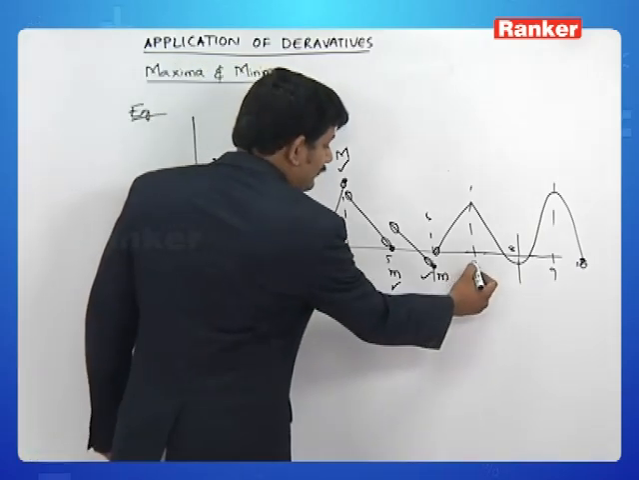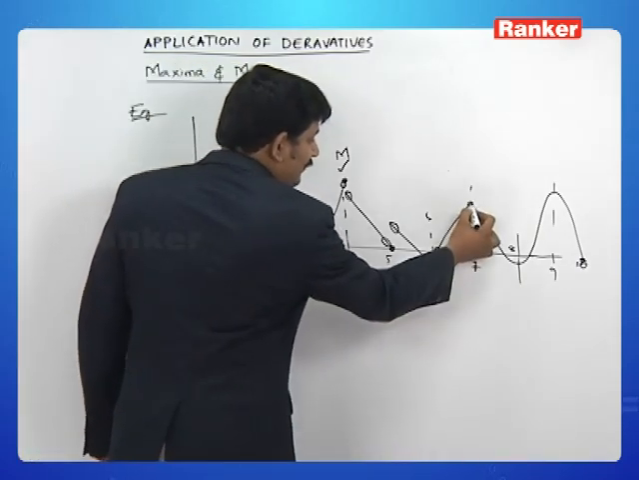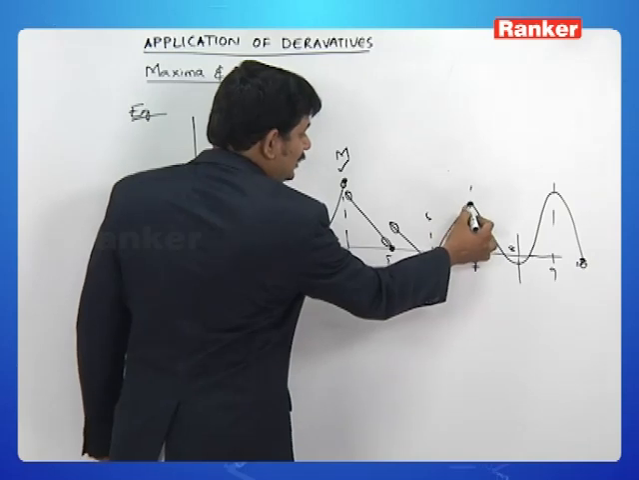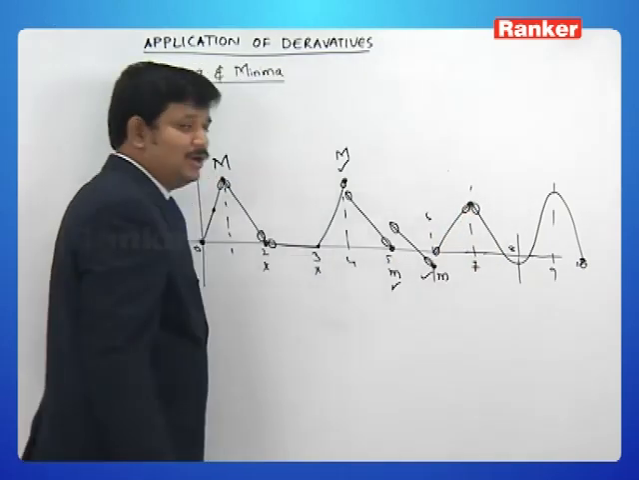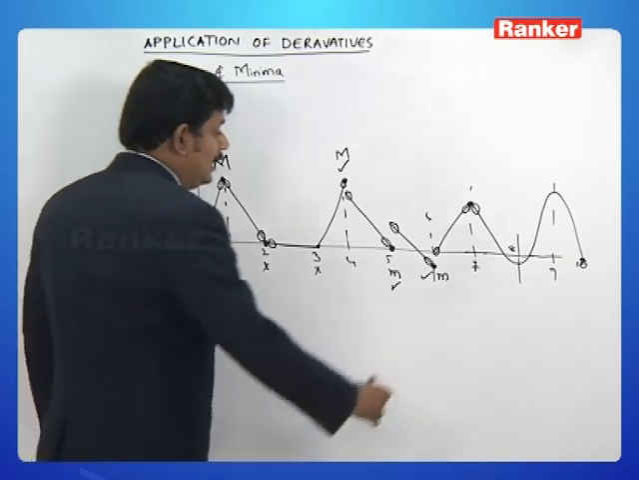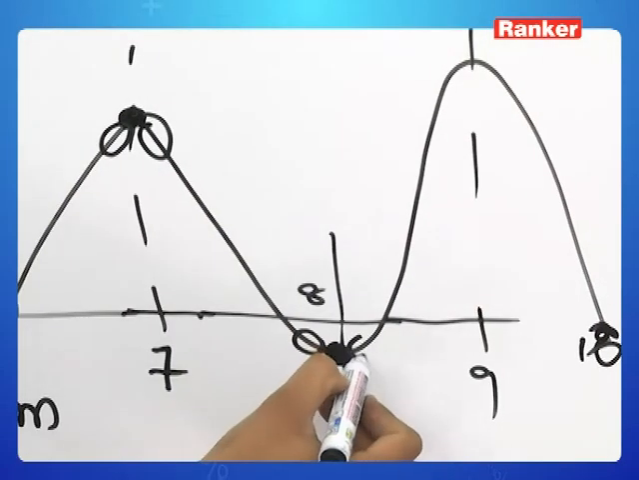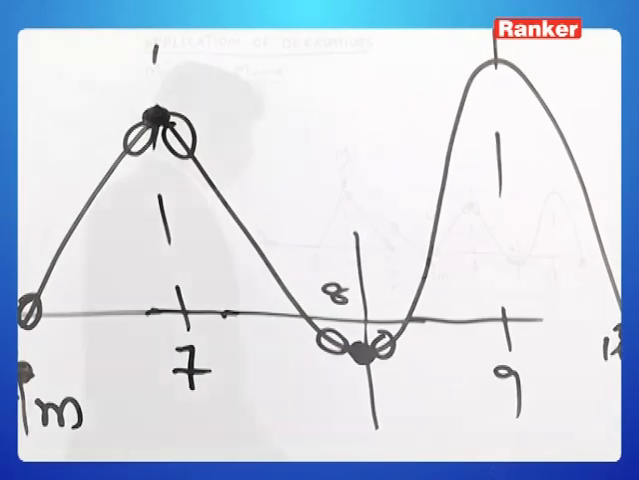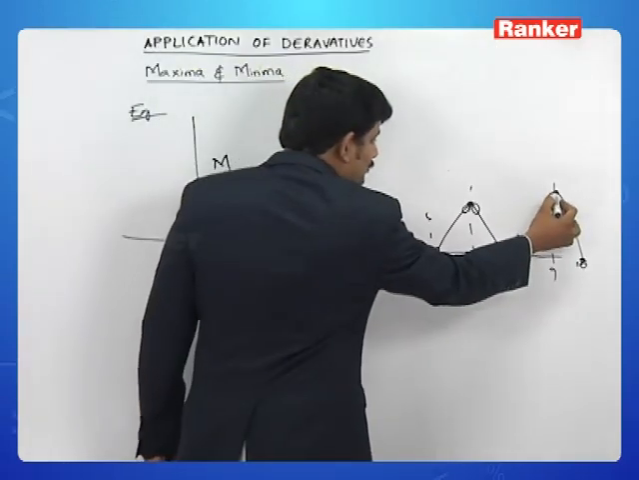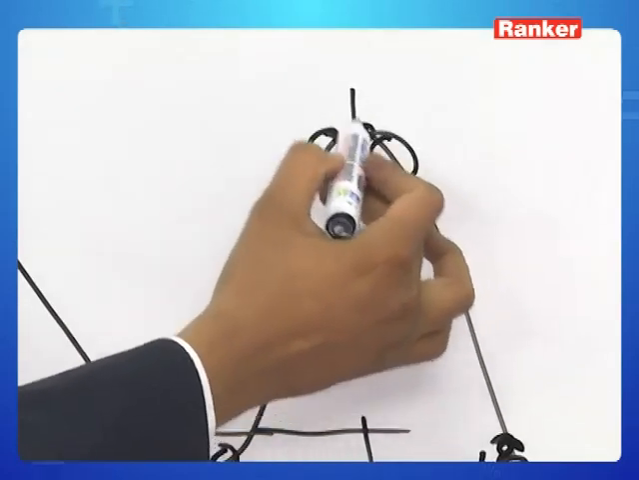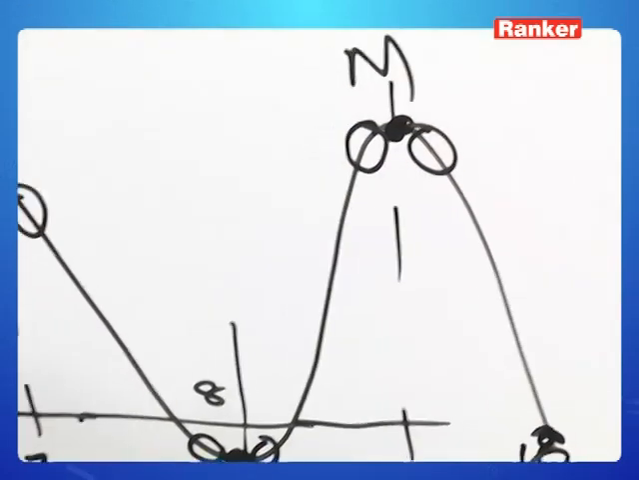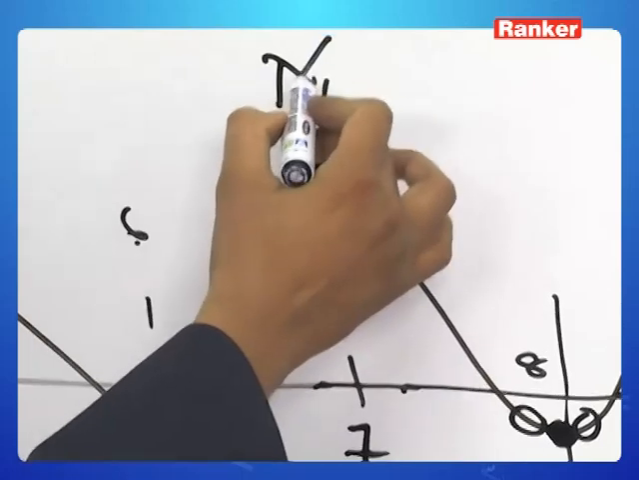And 7, we can see we have a local maxima at this point. Left side values and right side values are smaller than f of 7. 8 qualifies to be a local minima. Left side values and right side values are more than f of 8. 9 qualifies to be a local maxima. So 9 is a maxima, 8 is a local minima, 7 is a local maxima.